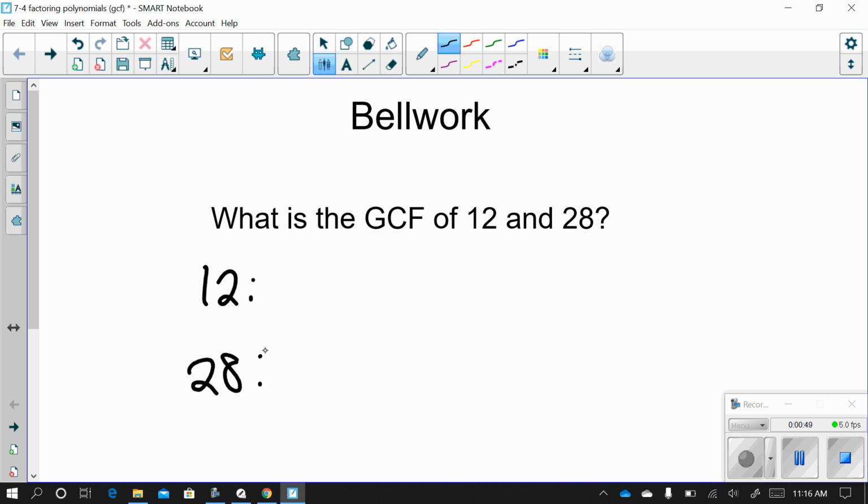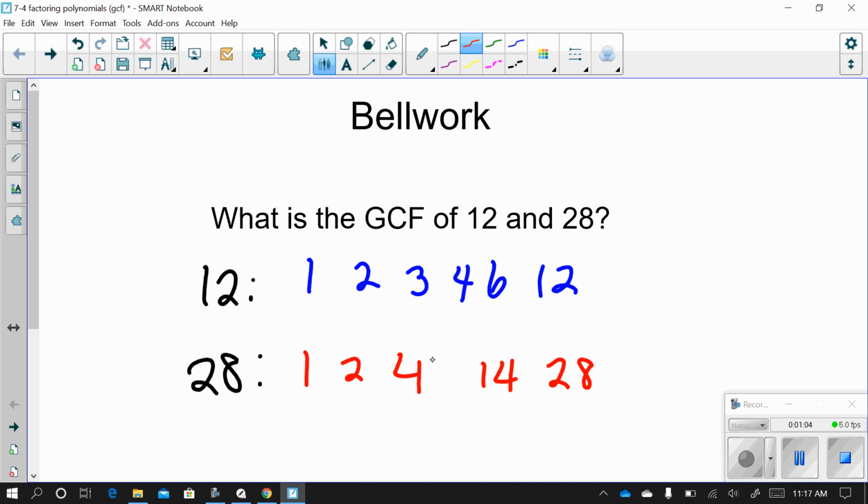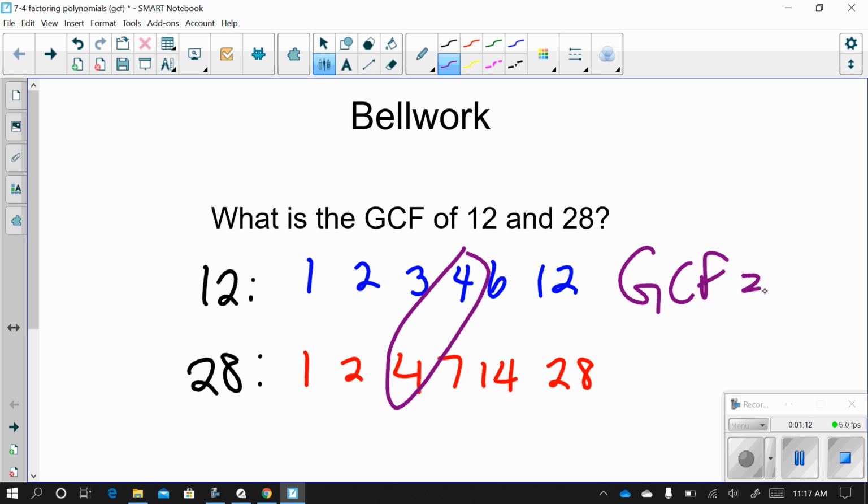So if I list the factors of 12, I have 1 and 12, 2 and 6, 3 and 4. Do the same thing with 28, 1 and 28, 2 and 14, 4 and 7. And then you just look for the biggest number that matches in both. They both have a 4, so my GCF is 4.